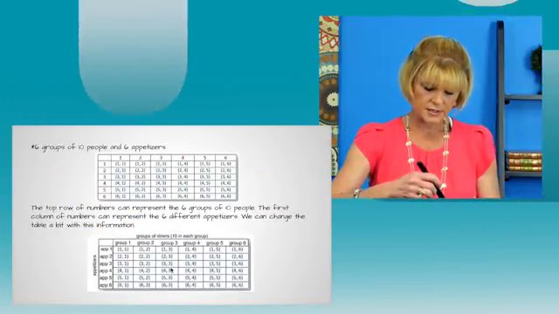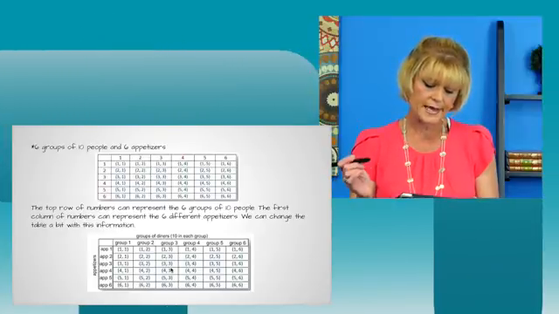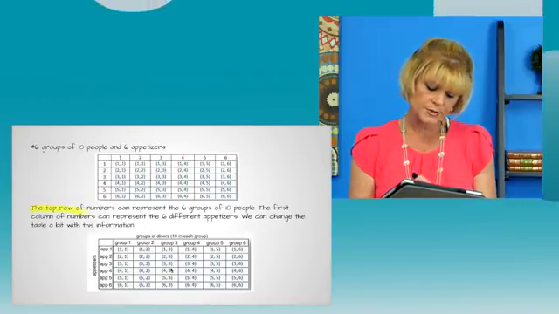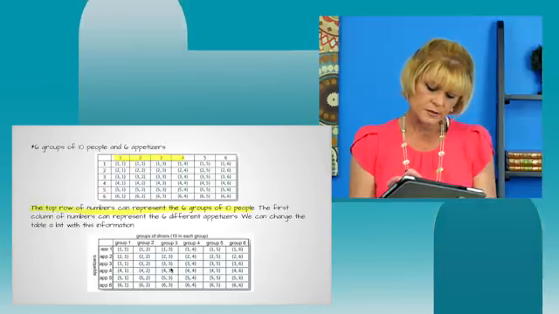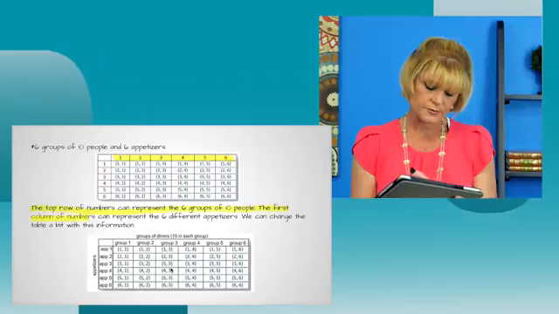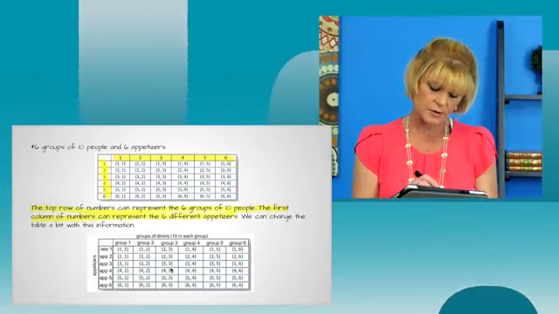Okay, so let's take a look at this table. So we have 6 groups, remember, 6 groups of 10 people and 6 appetizers. The top row of numbers can represent the 6 groups of 10 people. And the first column of numbers represents the 6 different appetizers, this column here.